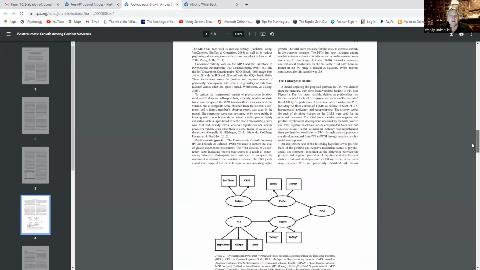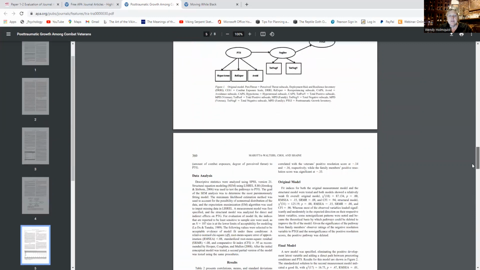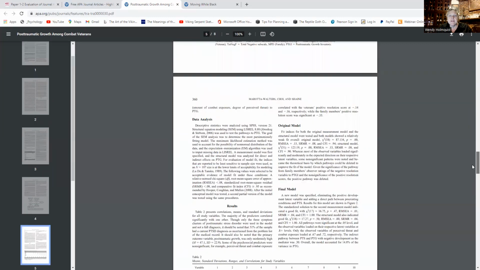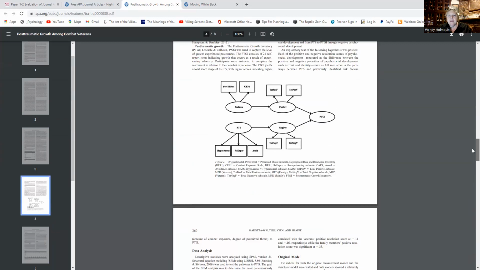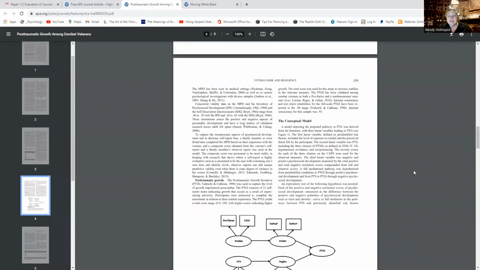And here's their conceptual model. Okay, so for this, what they're going to do is explain to you exactly how they're relating all of these things together. So the conceptual model, this tells, like where it says post-traumatic growth, it tells how they're measuring post-traumatic growth.